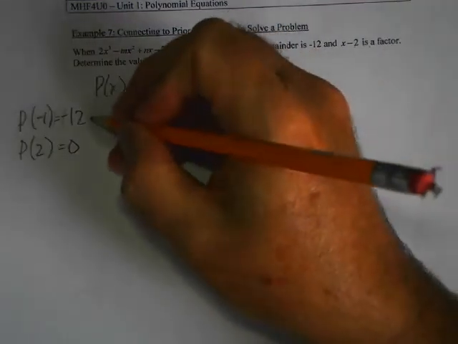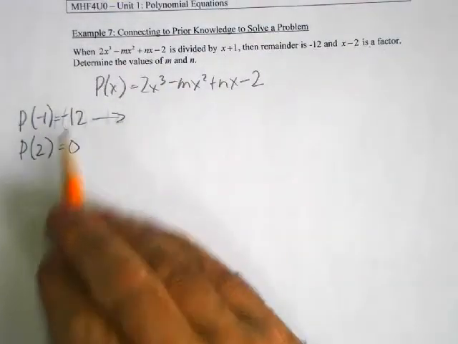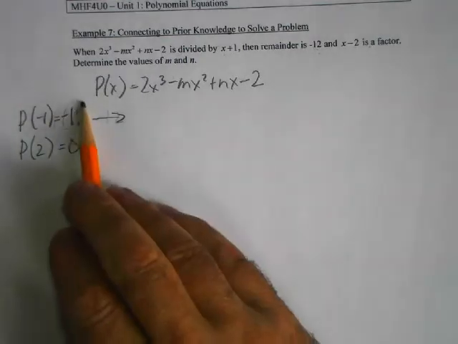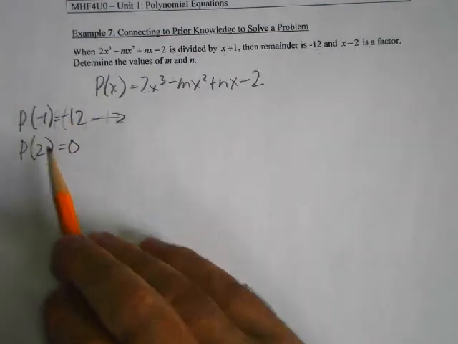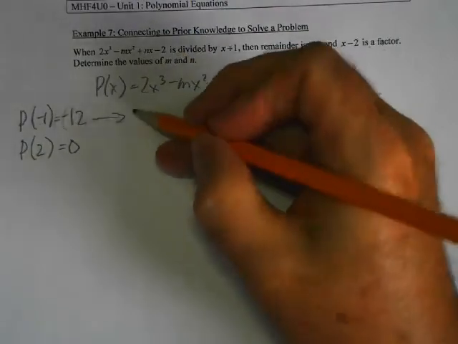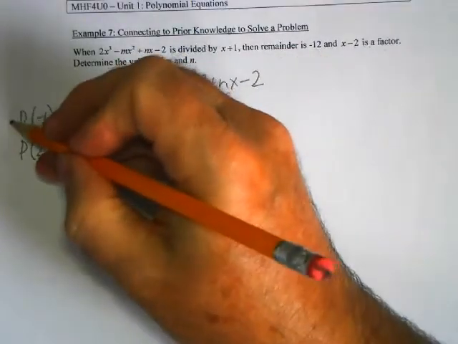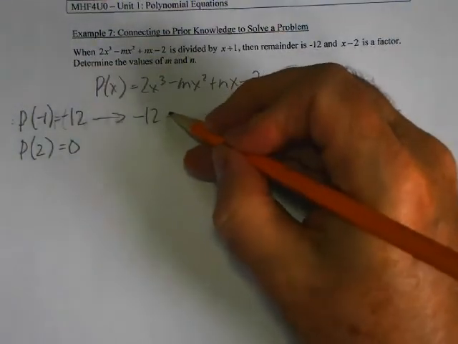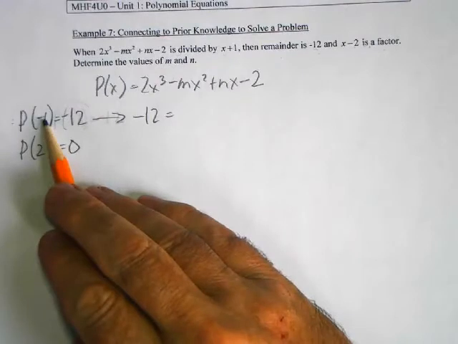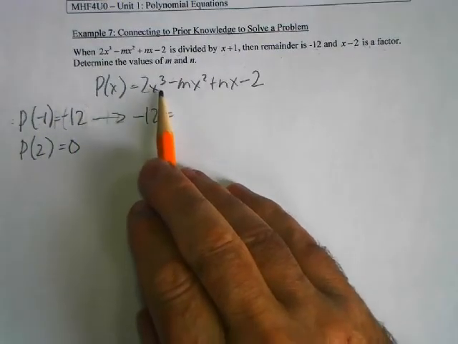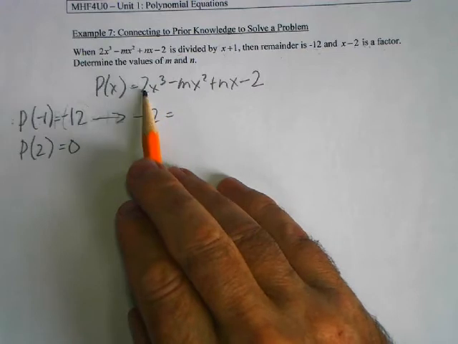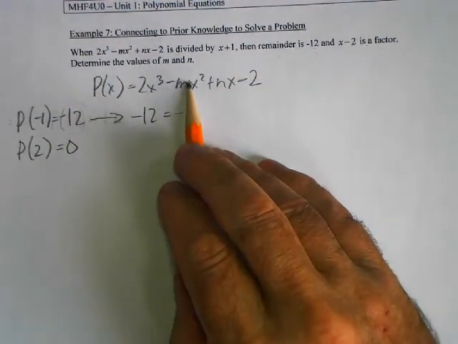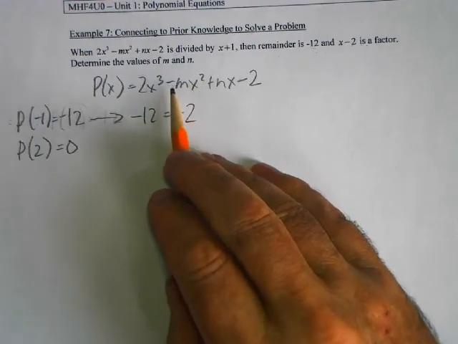So first thing I do is plug in this information. Remember, this is my p of x value, and this is my x value. So this tells me that p of x would be negative 12. So negative 12, like the y value, is equal to, now if I plug in negative 1 for x, let's see what we get. That would be negative 1 times 2, so that's negative 2. If I plug in negative 1 for x here, that turns into positive 1, so that's minus m.